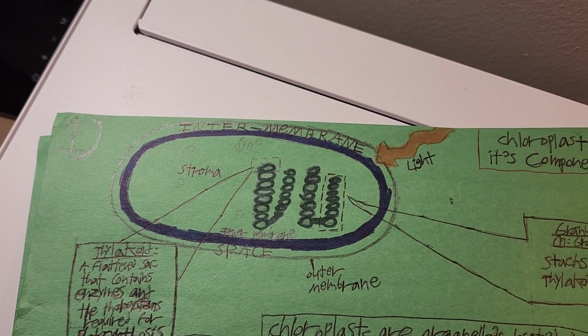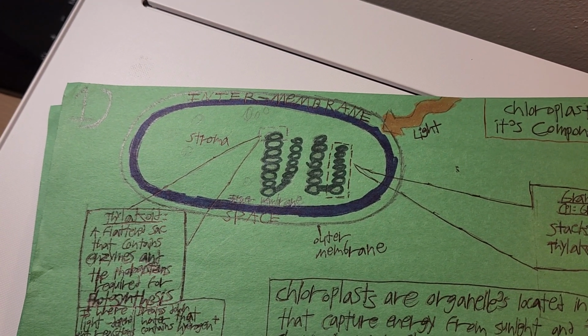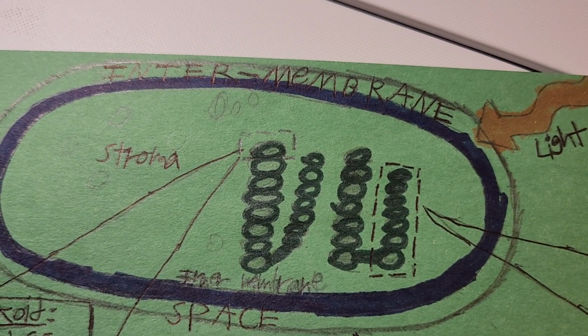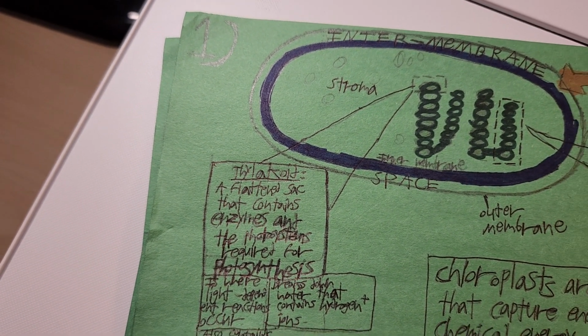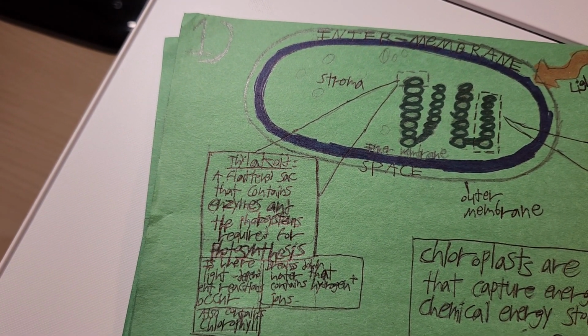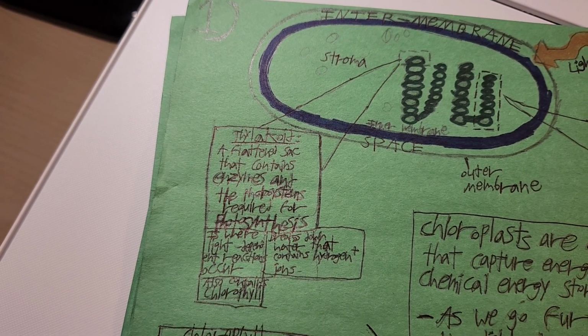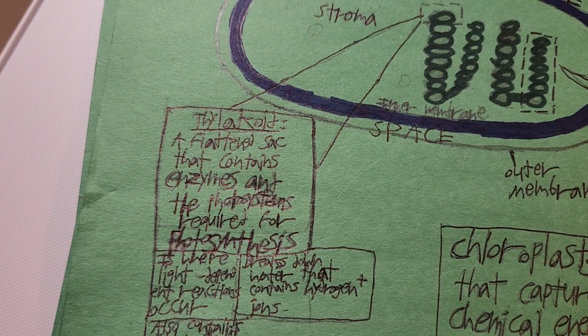The light-dependent stage occurs in this little individual sac called a thylakoid. A thylakoid is a flattened sac that contains enzymes and the photosystems that are required for photosynthesis. Remember, these are photosystems required for photosynthesis.